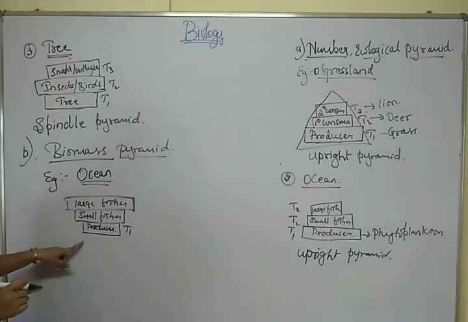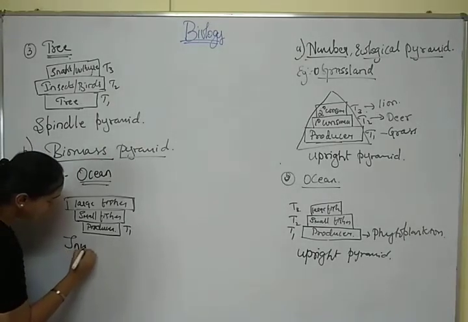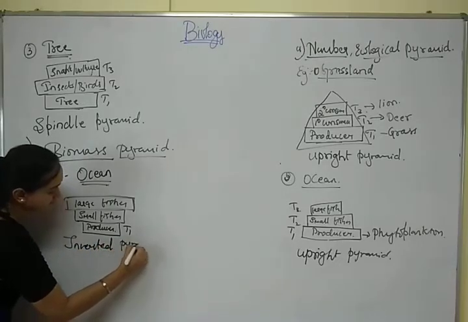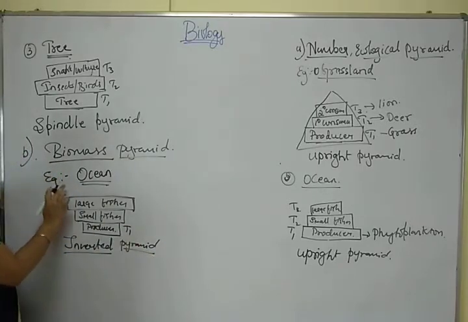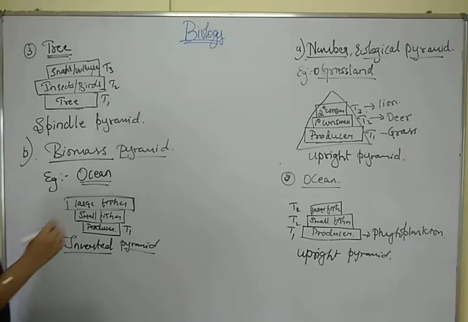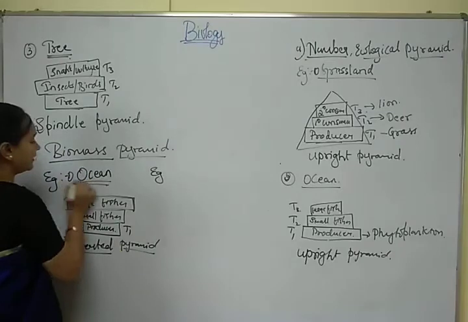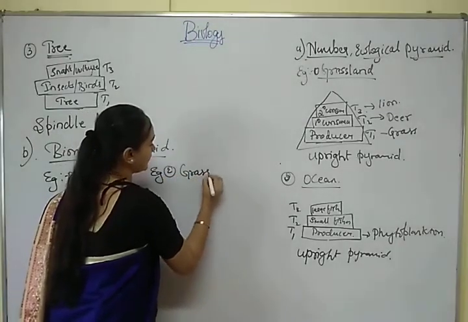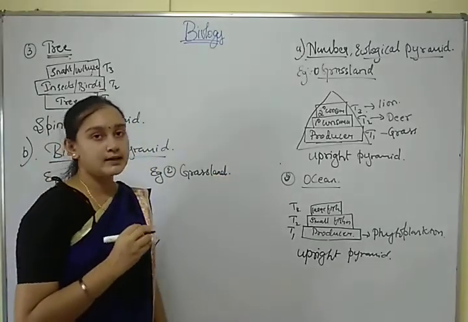So this kind of pyramid is an inverted pyramid. So in the biomass, if we take the example of an ocean, it is an inverted pyramid. Now let's take another example. We should take the example of a grassland.